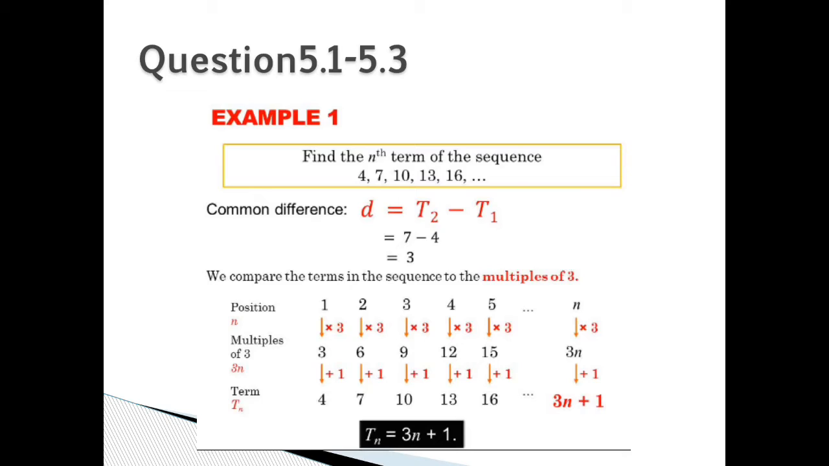So, if I had 1 times 3, it will give me 3. 1 times my difference is 3. What more do I need to do in order to get to my answer? Well, I will add 1 to get to 4. If I look at the second position, if I multiply that by 3, I end up with 6. If I add 1, I end up with 7. So now I can see what my formula is. It is 3n plus 1.